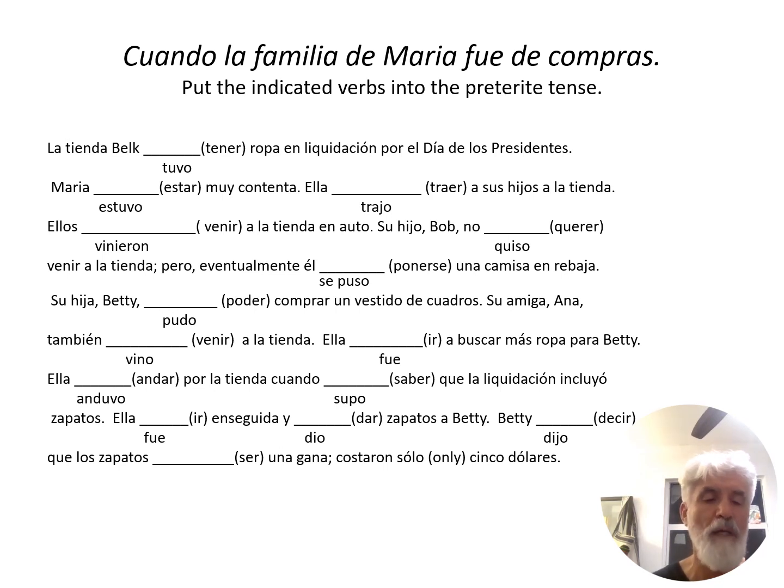And she said what? Que los zapatos ser una ganga. She said that the shoes ser una ganga were a bargain. Okay? And so the shoes were, how do we say were? It's the ellos form. Fueron una ganga. So please take a look at the I stem, U stem, and J stem verbs.